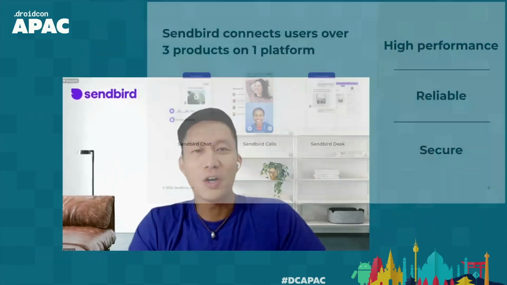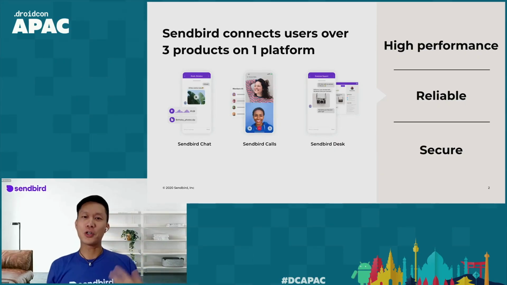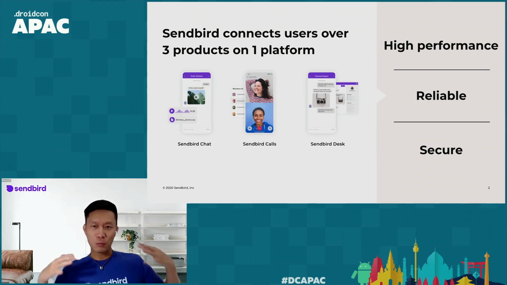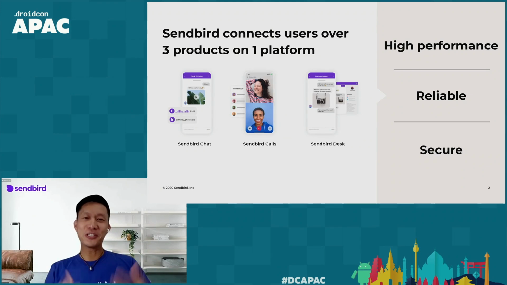If you haven't heard of Sendbird, we are one of the world's top communications platform as a service providers. We have three primary products: Sendbird Calls, Chat, and Desk. Chat is our primary real-time chat messaging service.